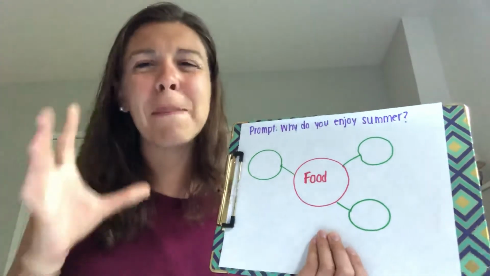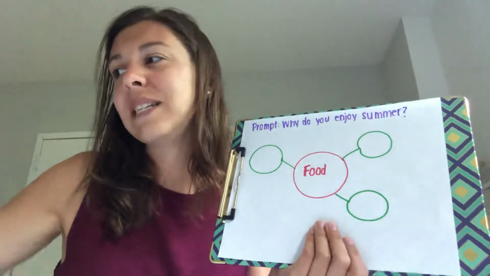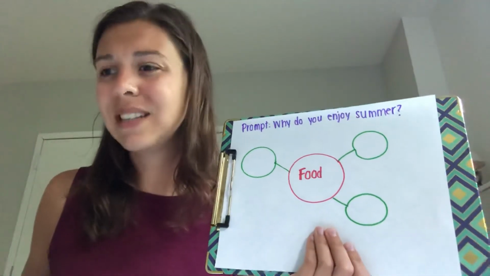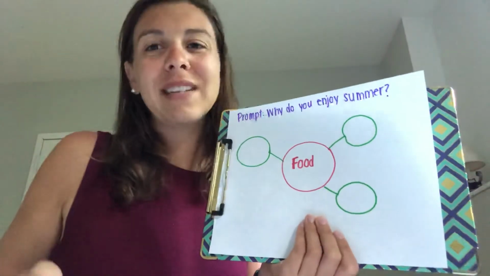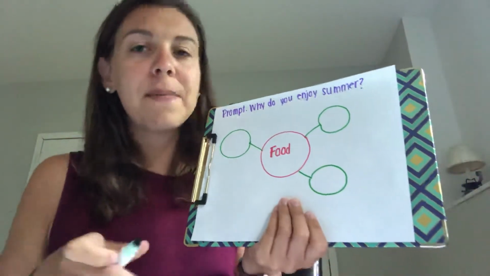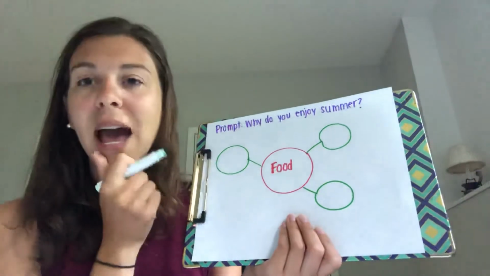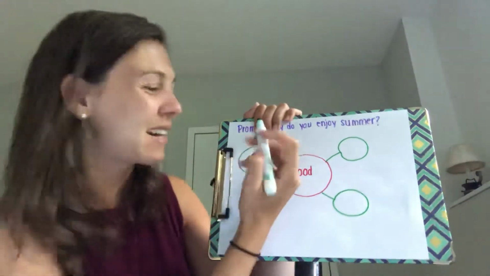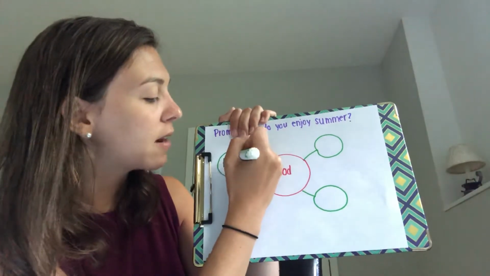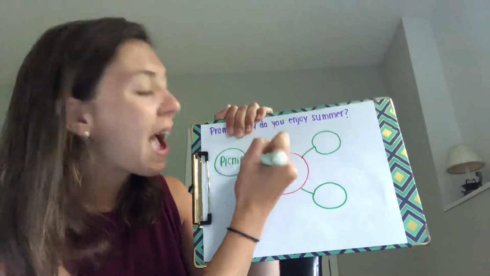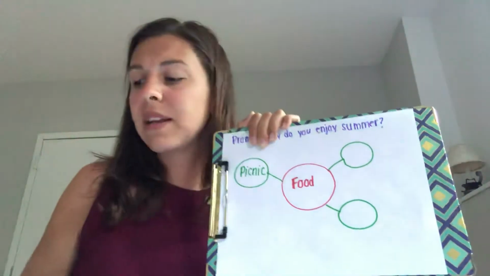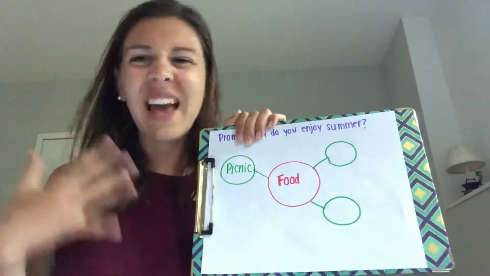But I need to think of some main details about why I think I like food in the summer, because that's a little bit of a trickier reason. I picked it because I thought you guys wouldn't think of it. So one reason that I like food in the summer is because I love to go on picnics. So I'm gonna write a picnic right here. I like going and having a picnic. So then I'm going to think of some reasons for why I like picnics.